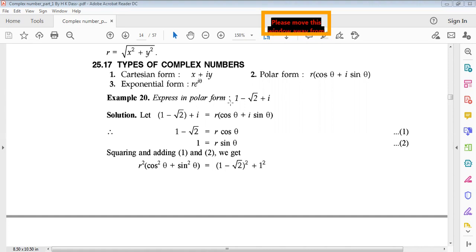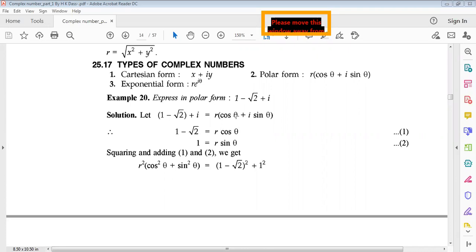Now express in polar form 1 minus root 2 plus i. This is a complex number, an a plus ib type number. We have to express it in polar form. That means 1 minus root 2 plus i can be written as r cos theta plus i sin theta. This is the polar form. So 1 minus root 2 is the real part.